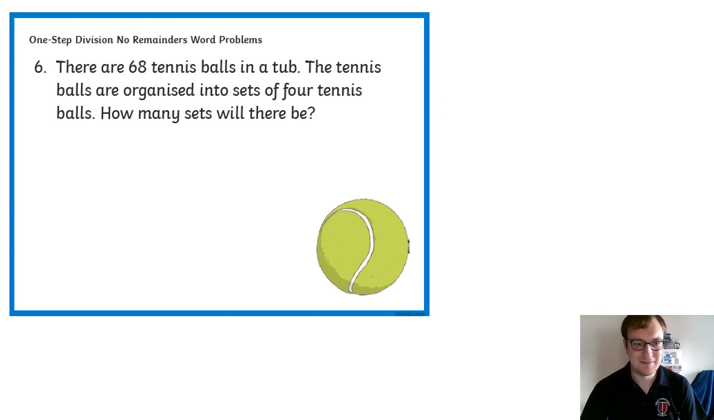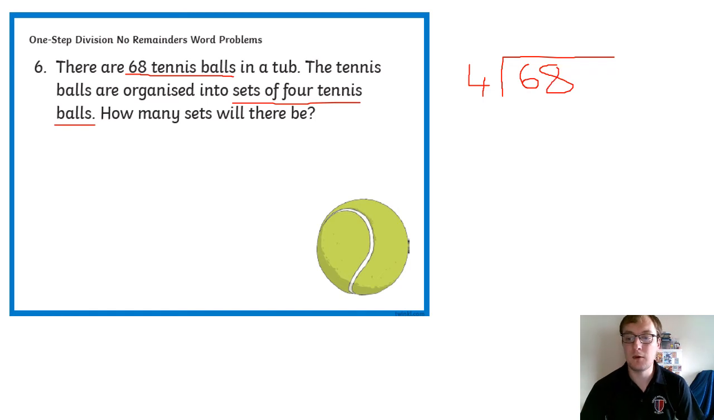Okay, next bit, I'm going to find all my key information first. We've got 68 tennis balls, and they're organised into sets of 4 tennis balls. So I'm actually going to do short division. So I'm going to use my bus stop method, which all of you had a go at yesterday. So I'm going to put my 4 on the outside because they're in sets of 4. Draw my bus stop, and I'm going to put 68 in the middle as the people waiting. This will work out how many sets there will be.